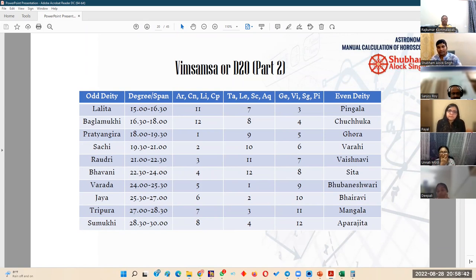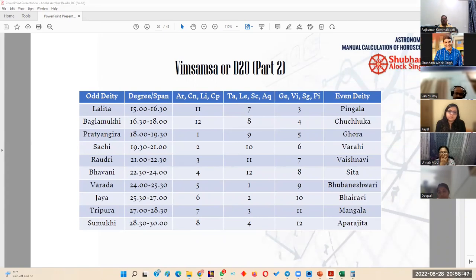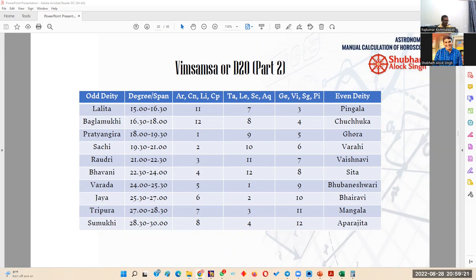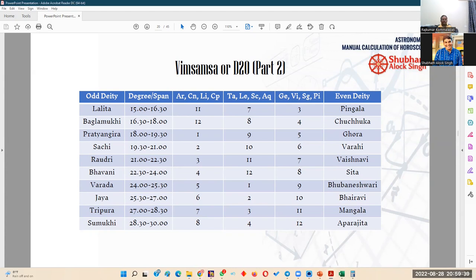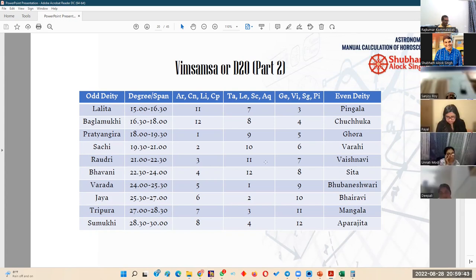In the Parashara course, D20 is something that we have to cover, along with D45, D40, D24 and D27. And what I will do there is I will teach you the result of all of these different lords, as I have done with D60. Right? But this is how it is made.